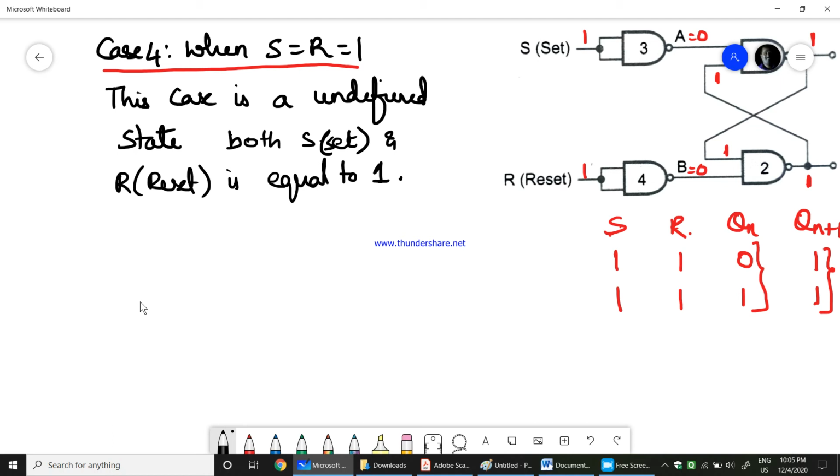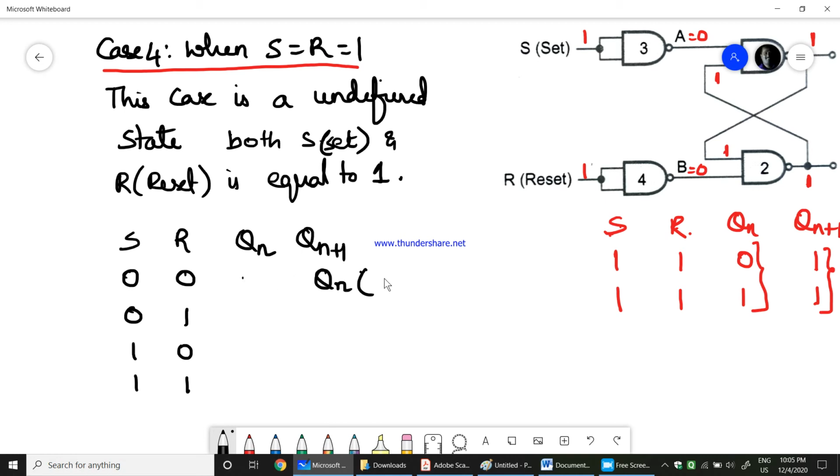Okay, so therefore if I write the truth table for the SR latch, let me take the present state as Qn and the next state as Qn plus 1. So for S R equal to 0, 0, 0, 1, 1, 0 and 1, 1, we see for 0, 0, whatever present state we had, we used to get the same state. So therefore the output would be equal to Qn. It means no change.